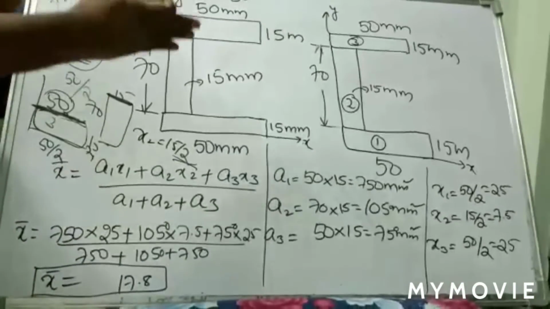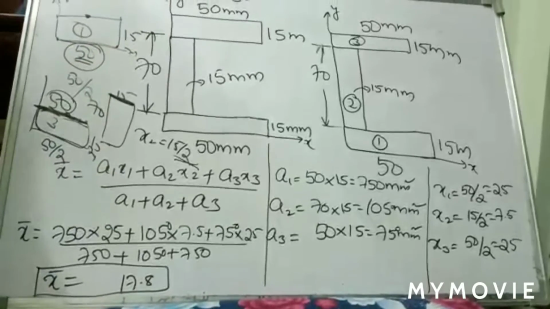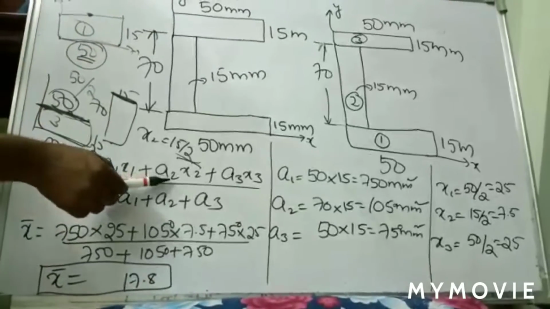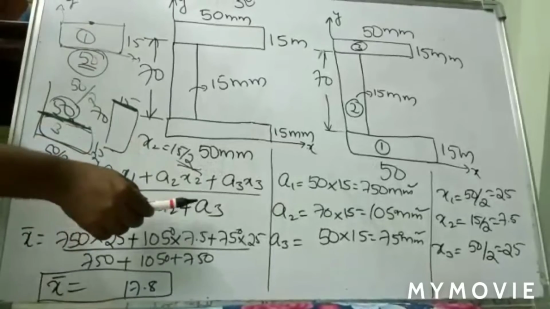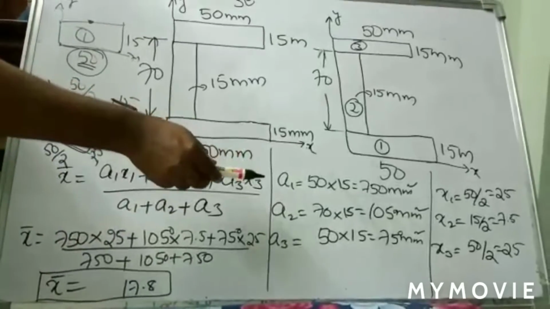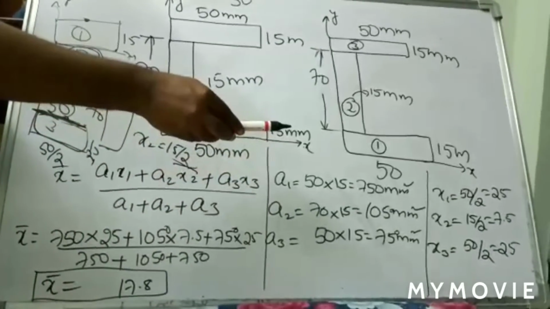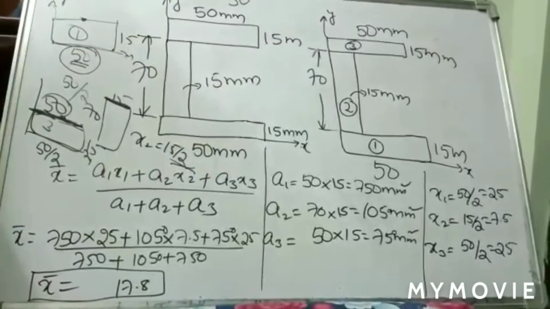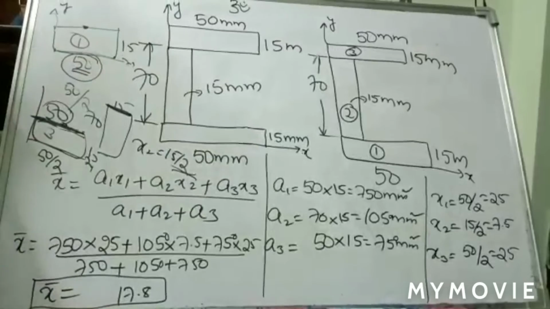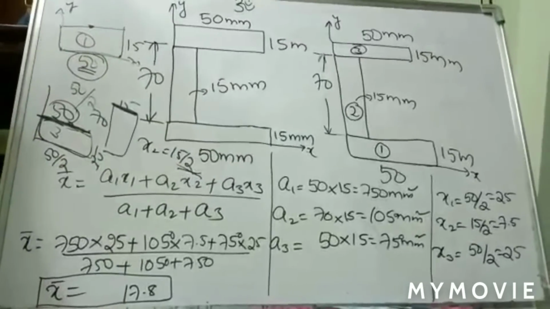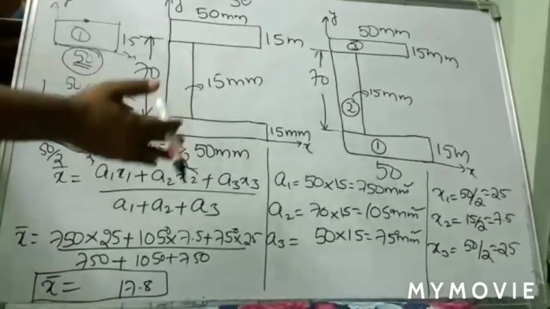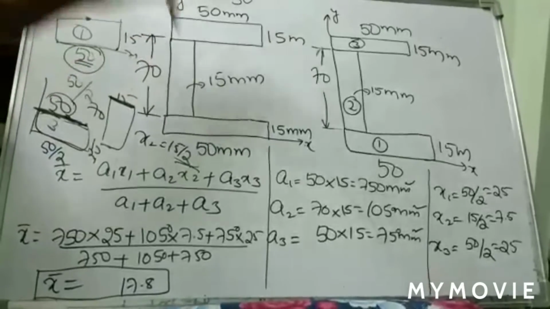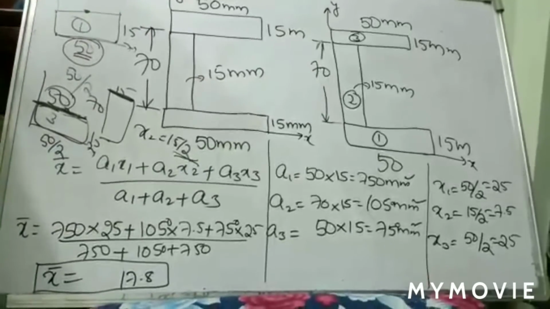In a similar manner, you are supposed to calculate y bar also. The formula for y bar is a1 y1 plus a2 y2 plus a3 y3 by a1 plus a2 plus a3, where you need y1, y2, y3. It is easy to calculate. Please try it for yourself, otherwise we'll discuss y bar in the next class. So this is how you calculate the centroid for a channel section about the x axis.